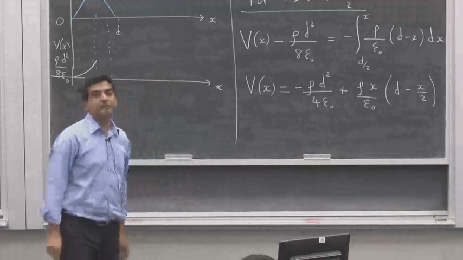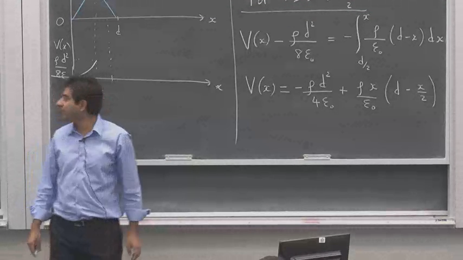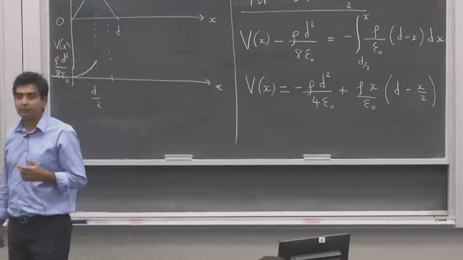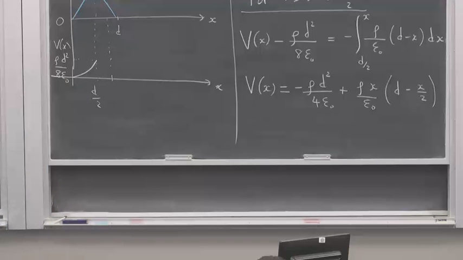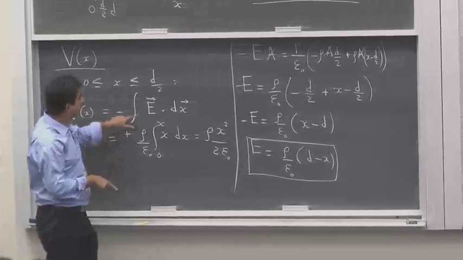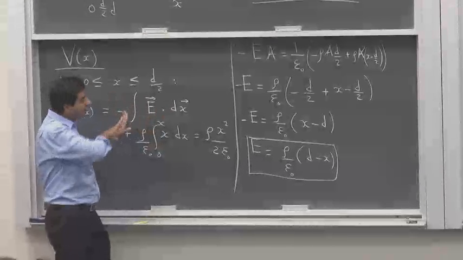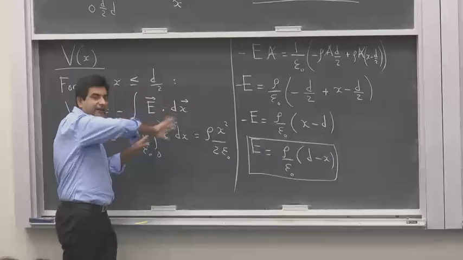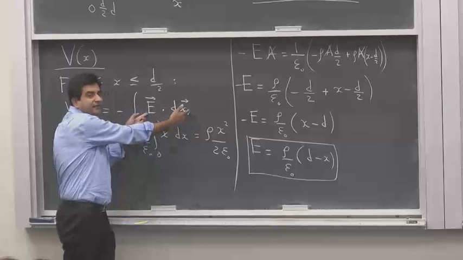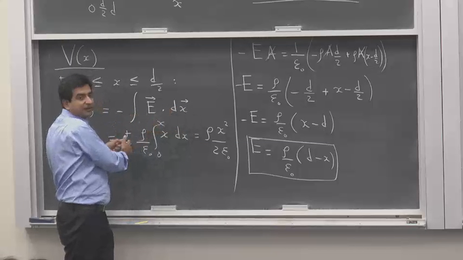Which one is negative? Sorry, how did this become positive? It became positive because, although the electric field is pointing to the left, my x is increasing towards the right direction. So this dot product is negative. That's why I get a positive sign.